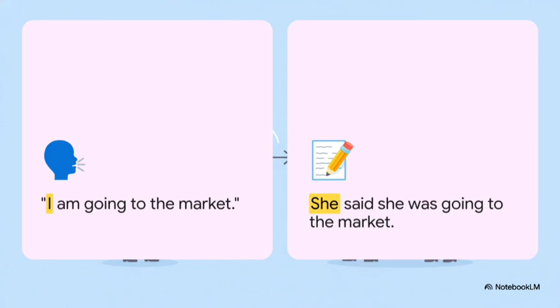Did you catch what happened? The quotation marks disappear entirely. The pronoun shifts from I to she. The tense shifts from am to was. The entire perspective has completely shifted from the speaker over to the reporter.